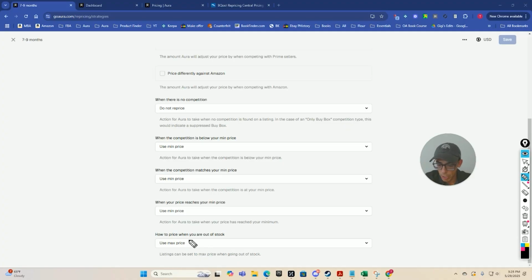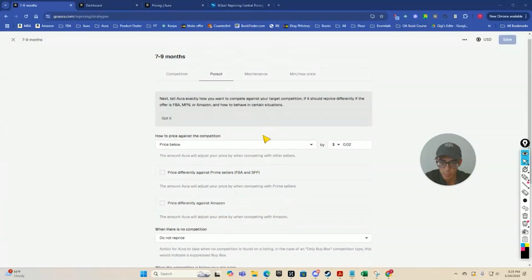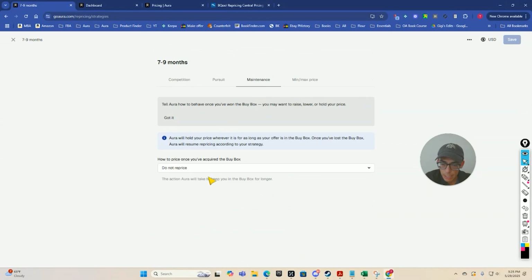And that's again, because we're now at this point saying for some reason the book hasn't sold. We now need to be much more aggressive with the price that we want to list it at so that we do actually sell the book. Again, for how to price when you're out of stock, it doesn't really matter, but you can say use max price.